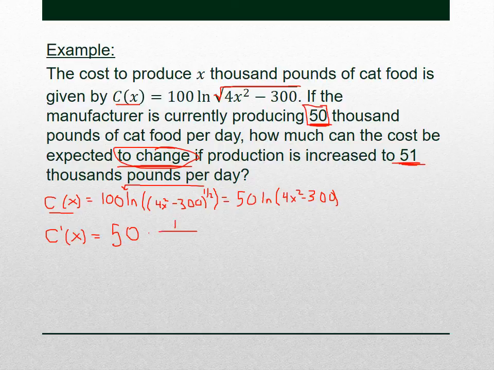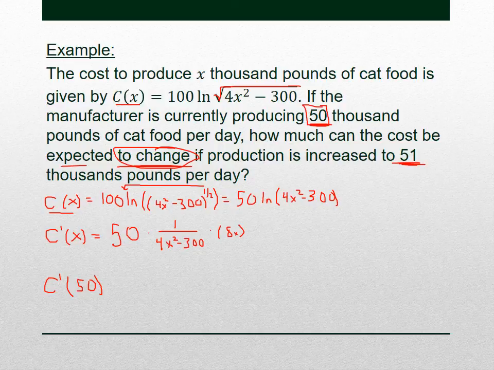So what's the derivative? All right, so we bring down our coefficient 50, comes along for the ride. The derivative of natural log of a bunch of stuff, you do 1 over all the stuff. And then chain rule says we want to multiply by the derivative of that stuff. So we're going to multiply by 8x. And so there you go. It's 50 times 1 over 4x squared minus 300 times 8x.